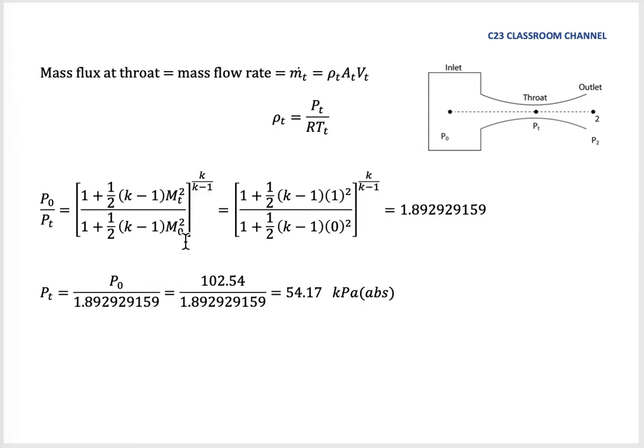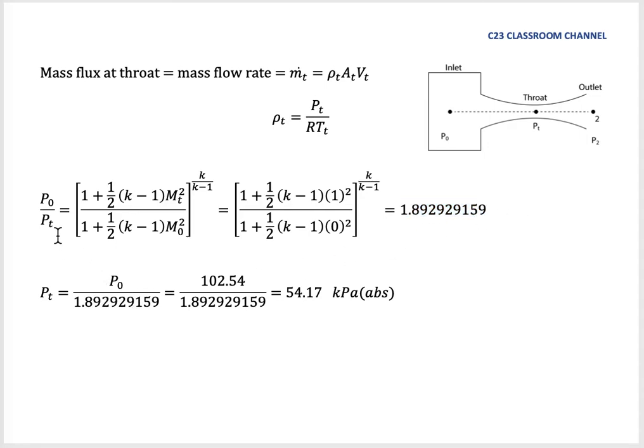We substitute the stagnation Mach number here, which is equal to 0, and the Mach number at the throat here is equal to 1. We substitute the value of k as 1.4 because our medium is air. So we could get P0 over PT is equal to 1.89. I hope you could have a very detailed number here.